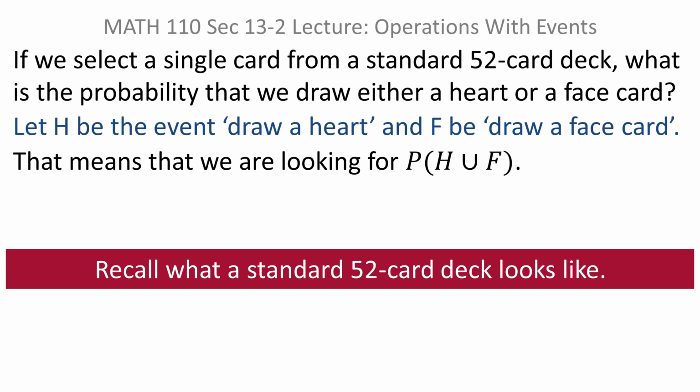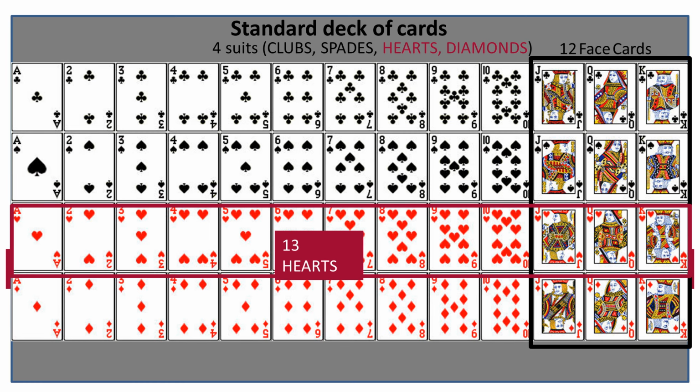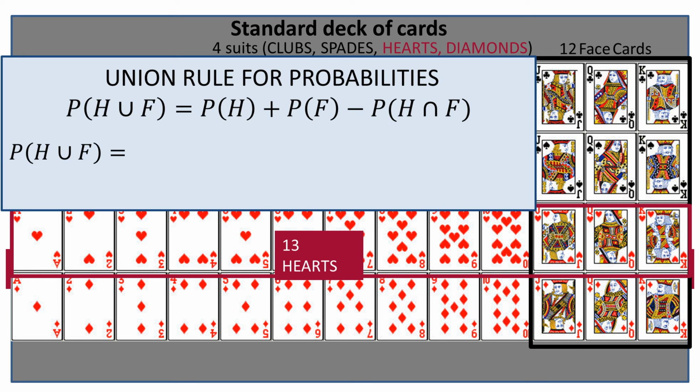The standard deck of cards, remember, has 13 of each suit, so in particular it has 13 hearts. So I can look at the probability of H union F as being made up of the probability of it being a heart plus the probability of it being a face card, and then I have to subtract off the intersection because it got counted twice. Since there are 13 hearts out of 52 cards in the deck, the probability of getting a heart is 13 over 52.